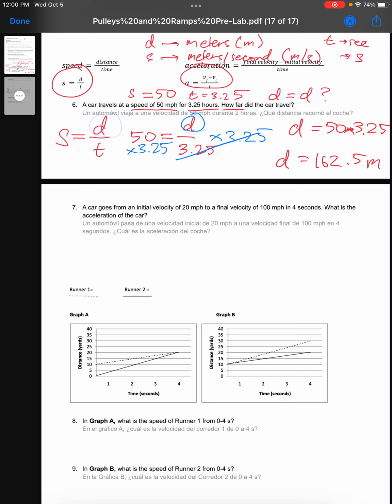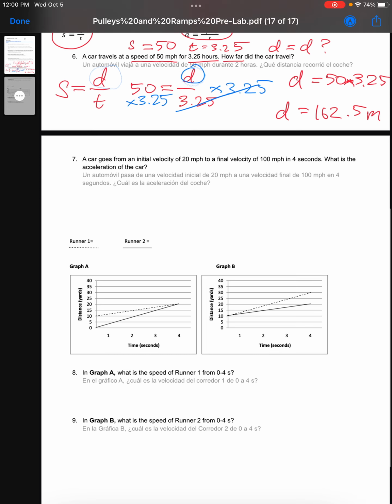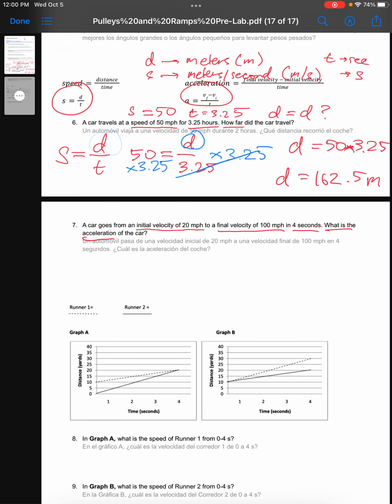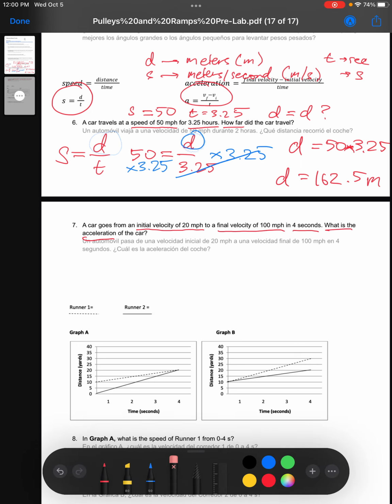All right, let's look at question 7. Question 7 says, a car goes from an initial velocity of 20 to a final velocity of 100 miles per hour in 4 seconds. What is the acceleration of the car? So let's just erase some of this stuff so we can see the equations a little bit better.